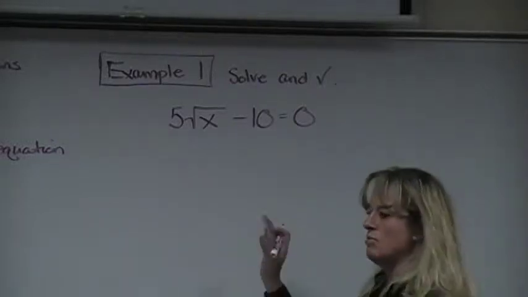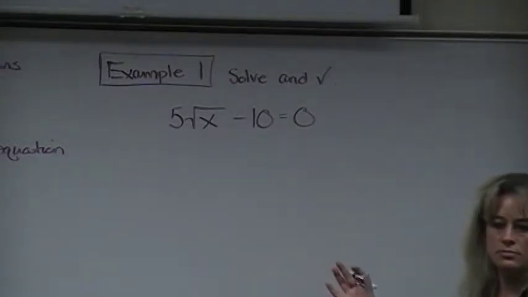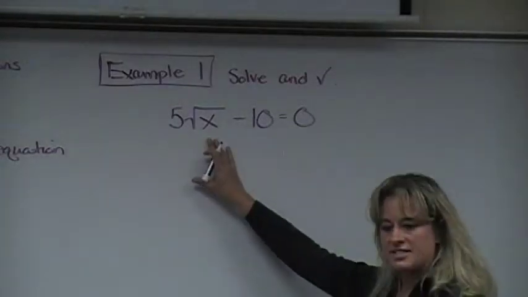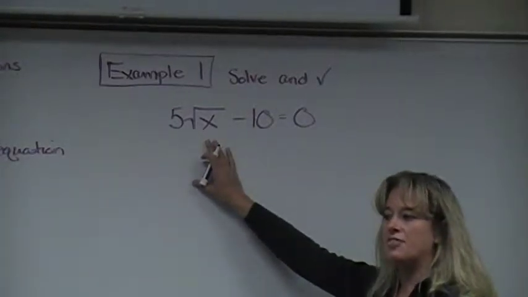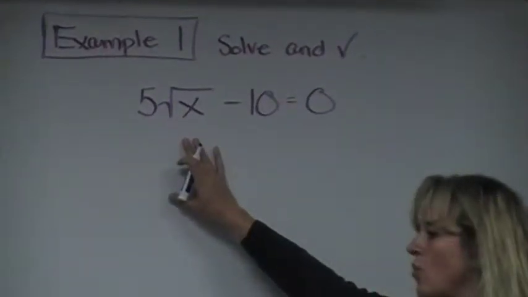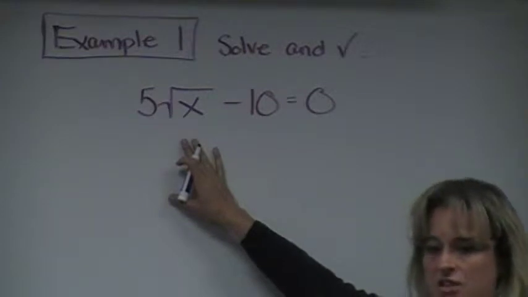So first of all, guys, tell me what is the radical up here? The square root of what? X. We want to get that all by itself. We want to isolate that radical, in this case, on the left side of the equation. So what am I going to do to this equation to isolate the square root of x?